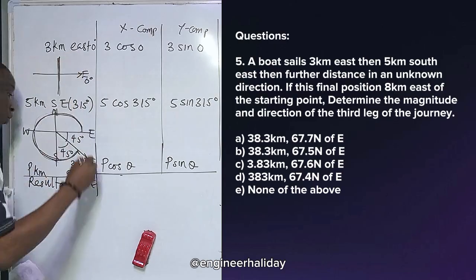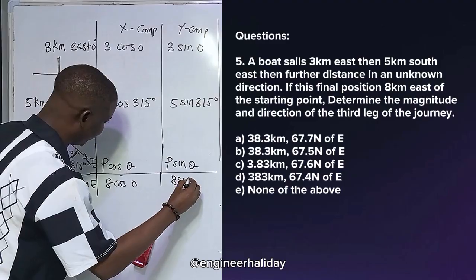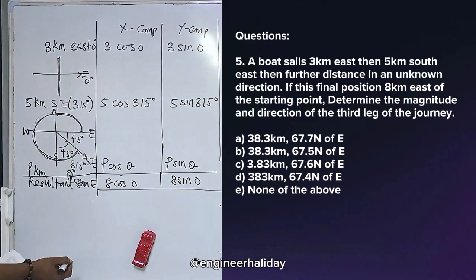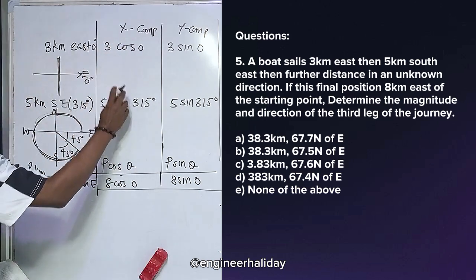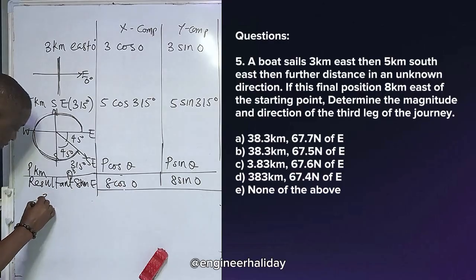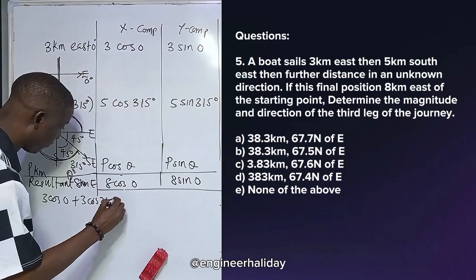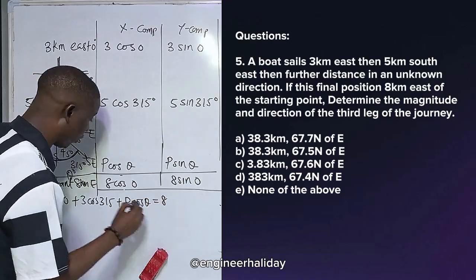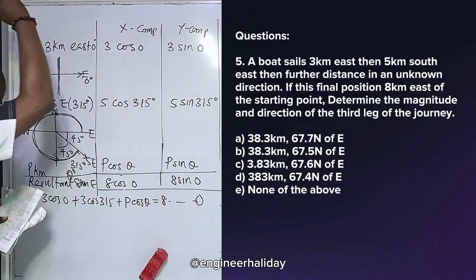East is more or less 0. You have 8 cos 0, then 8 sin 0. If you have gotten that, it is very easy, and this will now lead us to the equations. What I'm going to do is simply add these together and equate them to this. Equation 1: 3 cos 0 plus 5 cos 315 plus P cos theta is equal to 8 cos 0. 8 cos 0 is 8. That is equation 1.